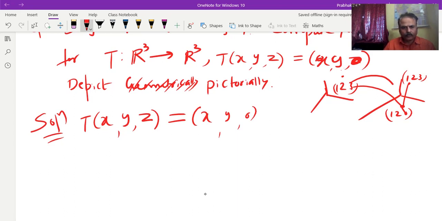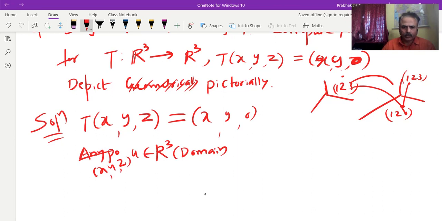Then if I take any point, if I take u belonging to R cube, which is a domain, where u equal to some xyz, T of u becomes a point on xy plane.